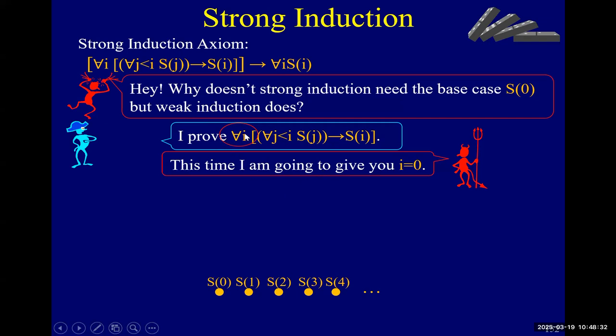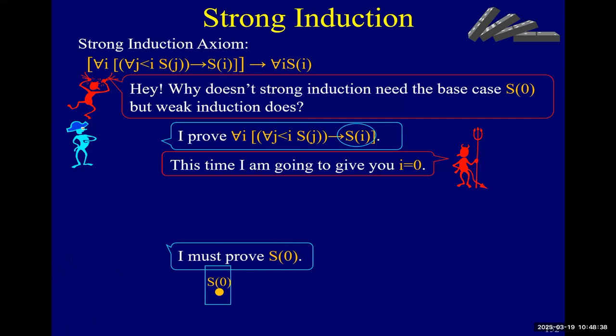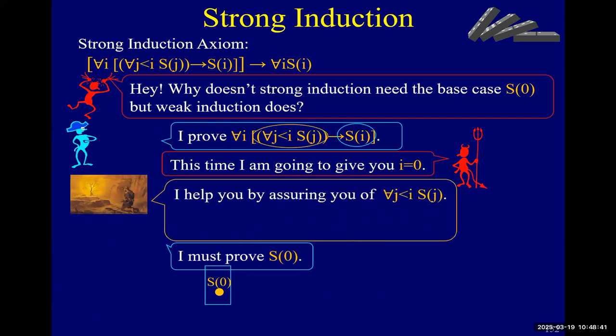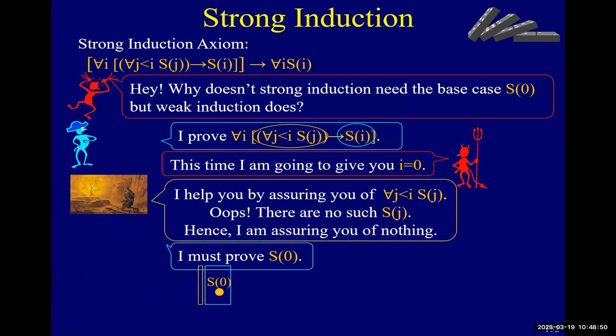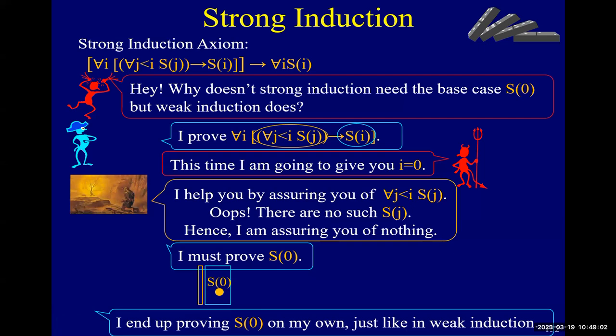And the adversary could give me 0, right? And then what do I have to do? I have to prove S of 0, right? And what's the oracle assuring me? She's assuring me of nothing, right? There's nothing before, so I have nothing to be assured of, and I have to prove S of 0 all by myself, right? Does that make sense? So really, the bottom line is you got to prove S of 0. And I only didn't add it here for humor, right? And that is induction. All right, everybody good?